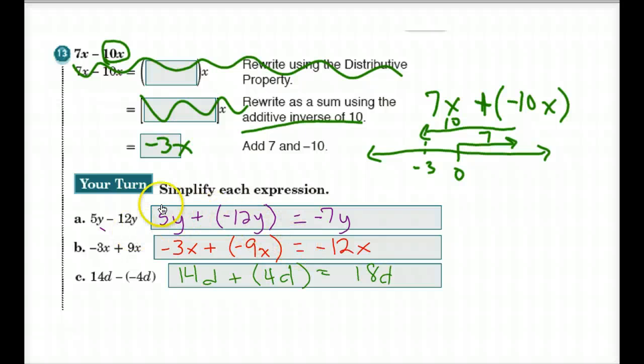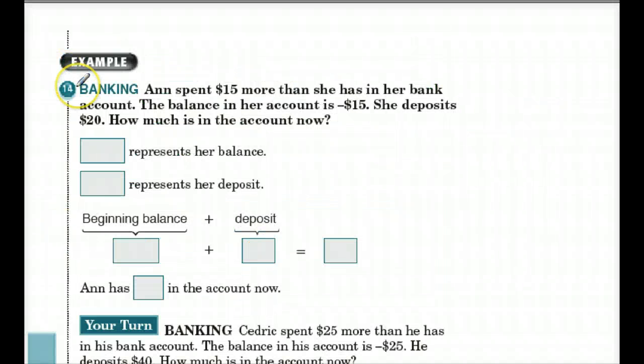Okay, so here's the answers for A, B, and C. Again, we rewrote these as addition problems here, and we changed each of the second numbers to their additive inverse. So for the first two, we changed our positive numbers to negative numbers. And in the last one, C, we changed our negative number to a positive number. So let's move on. Banking.